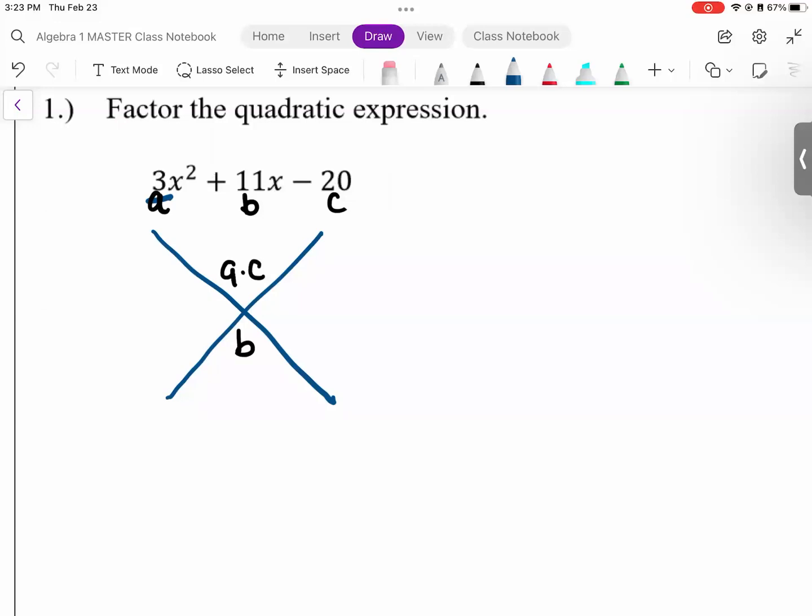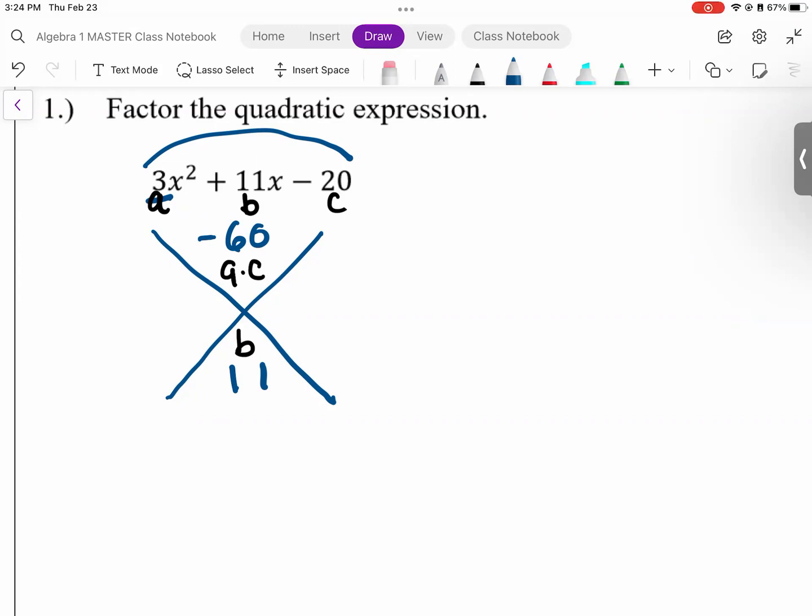So we're going to start by multiplying a times c, which is negative 20 times 3, which is negative 60. All right. And then we're going to drop our b value, which is 11. So now we are asking ourselves, is there anything that multiplies to negative 60 and adds up to 11? So let's take a quick minute.